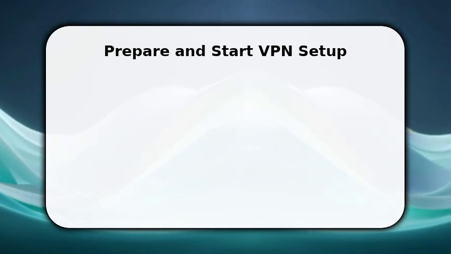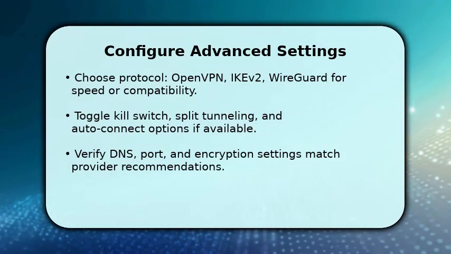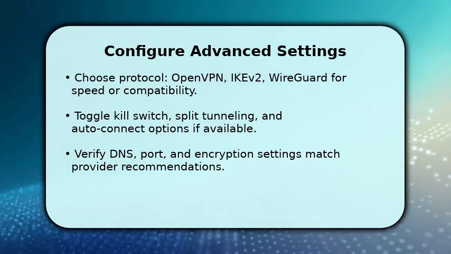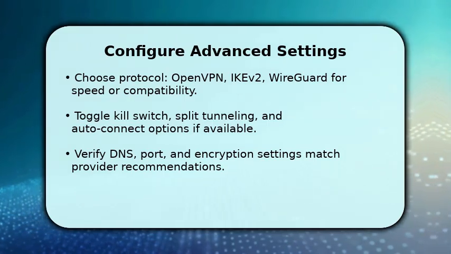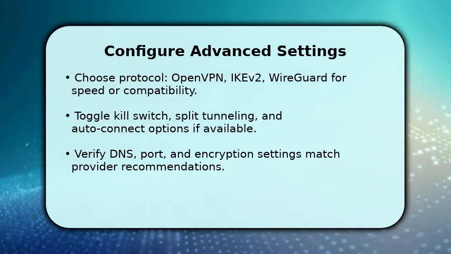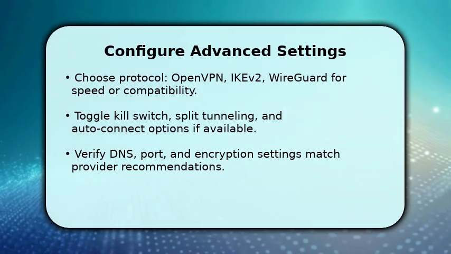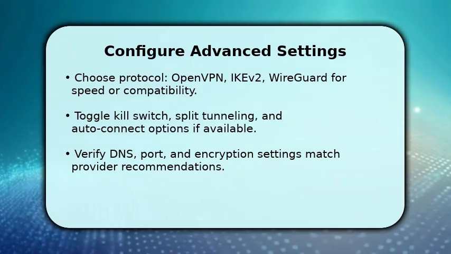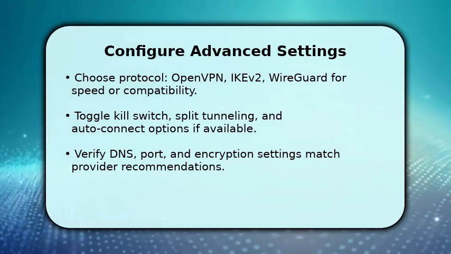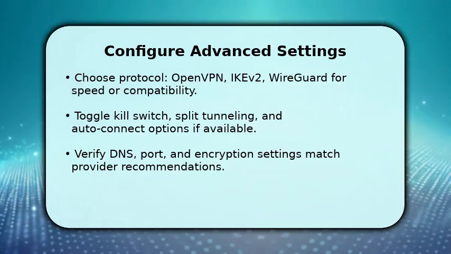You'll now configure the middle steps that determine reliability and speed. Open the VPN app settings and pick a protocol, WireGuard or OpenVPN, for performance and compatibility. If you use manual profiles, select matching options. Enable a kill switch to block traffic if the VPN drops, and set Auto Connect for trusted Wi-Fi networks. If you need certain apps to bypass the VPN, turn on split tunneling. Make sure DNS and encryption match what your provider recommends.